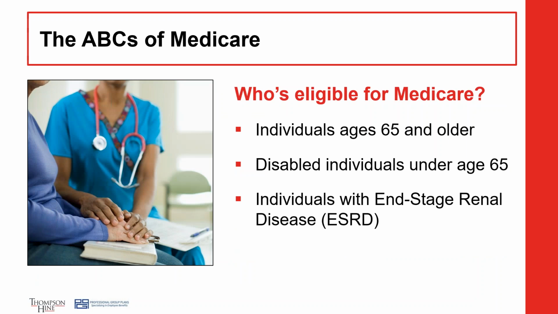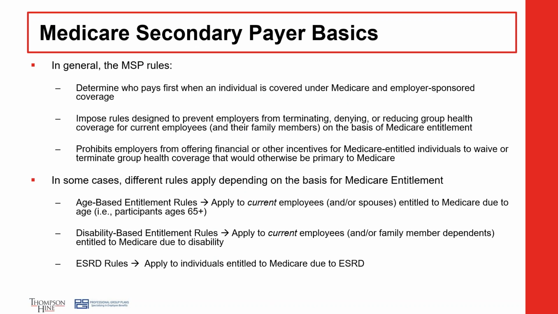So who is eligible for Medicare? Well, generally, Medicare eligibility is based on age or disability or end-stage renal disease. So individuals who are age 65 and older are eligible for Medicare. Individuals who are considered disabled under the Social Security Act are eligible, and individuals who have been diagnosed with end-stage renal disease are eligible. The Medicare Secondary Payer rules are designed to do a couple of things.